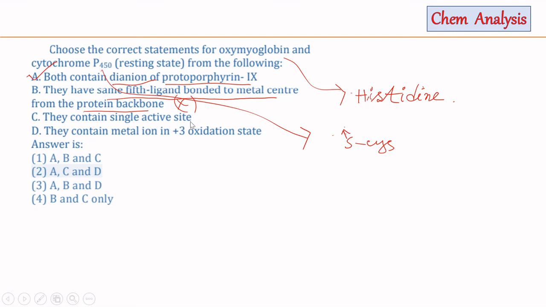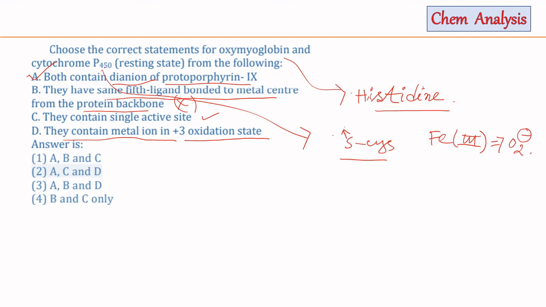They contain a single active site. It is okay for both cases, since there is one active center in oxymyoglobin and also one active center in cytochrome P450, and they contain the metal ion in +3 oxidation state. In case of oxymyoglobin, the iron center is in +3 oxidation state and oxygen is in superoxide form. Similarly in case of cytochrome P450, the central iron is in +3 oxidation state and oxygen is in superoxide form. So this is also correct for both cases.